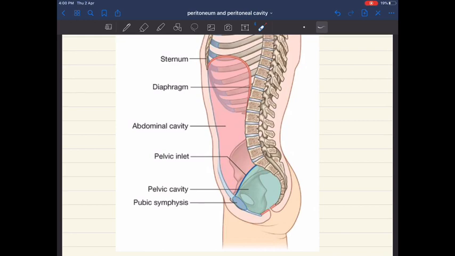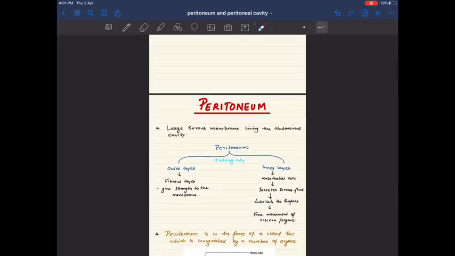So some of these organs have to move inside, but some should be fixed. They don't have to move. So how is it possible? There comes the importance of peritoneum. Peritoneum helps fixing some organs and helping some organs to move inside this abdominal cavity, also restricting their unwanted movements. So that's the main importance of peritoneum. So let's get started into the lecture.